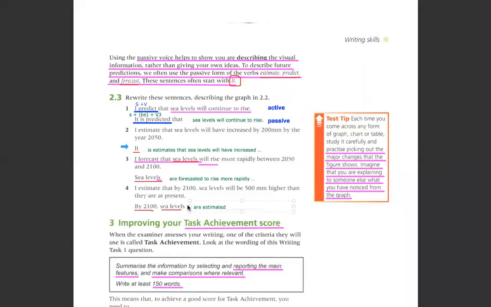Okay, there's no rise, so be careful. We don't use the word rise because it's not here. So instead of the word will, we would use the word to be. So instead of will here, we said to rise. Now we're going to say to be 500 millimeters higher.